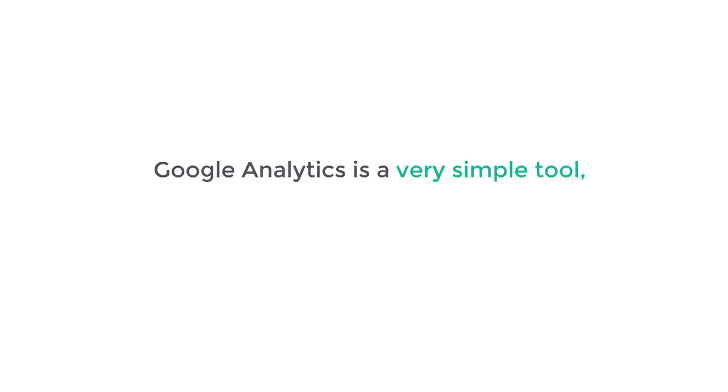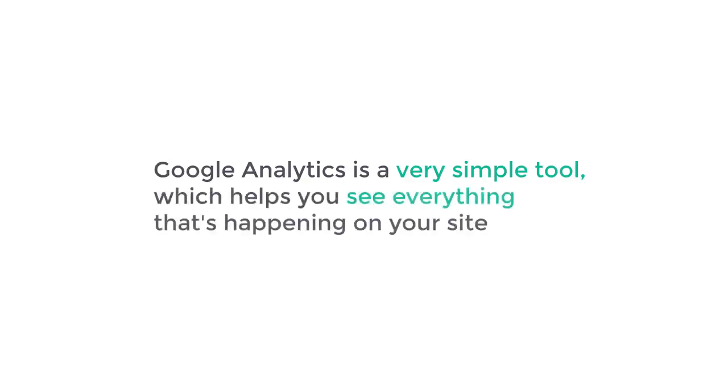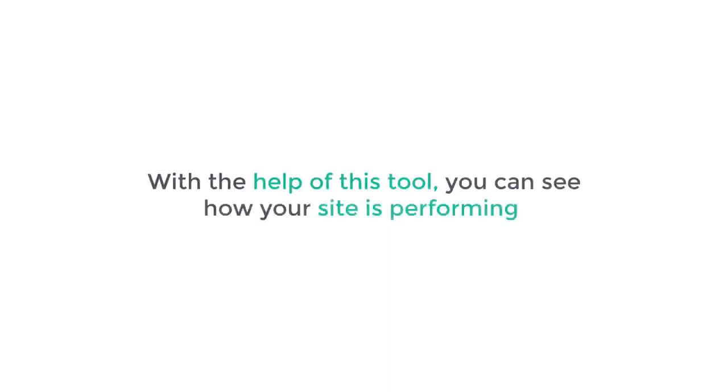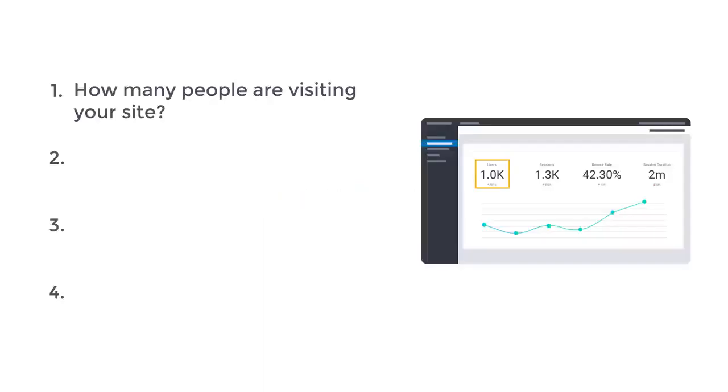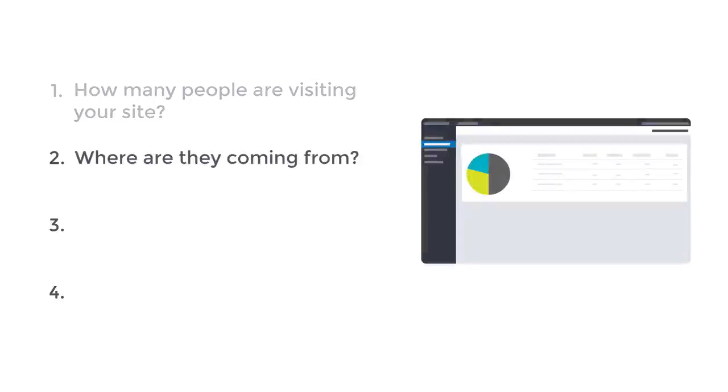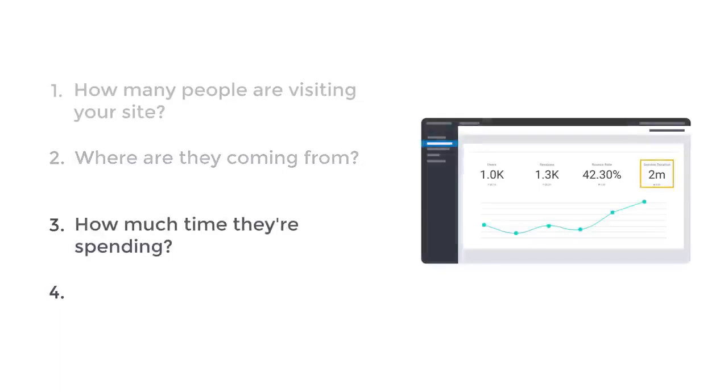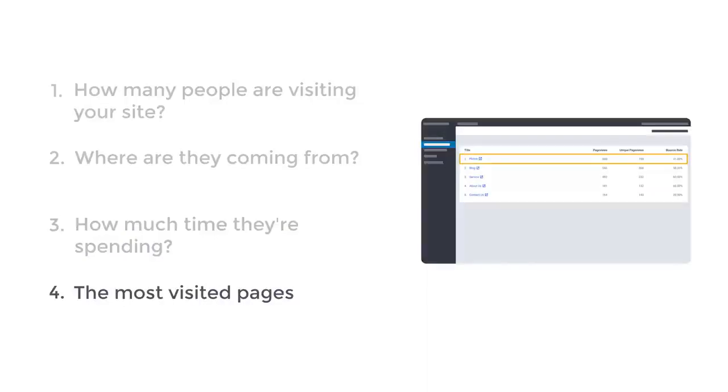So first, let's see what is Google Analytics. Now Google Analytics is a very simple tool which helps you see everything that's happening on your site. So with the help of this tool, you can see how your site is performing so that you can take steps to improve it. Now, what does Google Analytics show? It shows things like how many people are visiting your site, where are they coming from, are they coming from Google, Facebook or Twitter, how much time they are spending on your site, and then the most visited pages on your site. All these things look super exciting, right?